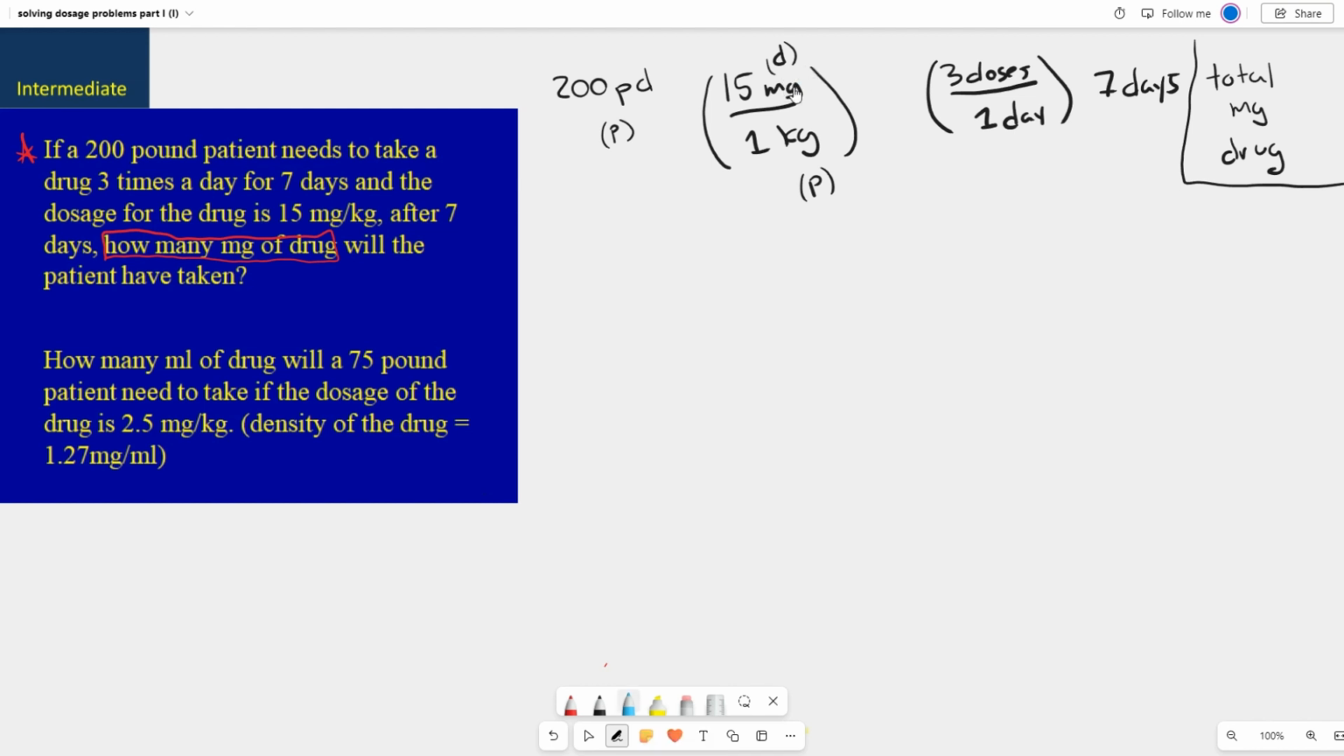So let's chart out the steps that we're going to need to take for this problem. We'll start with pounds of person, and we'll convert to kilograms of person. That'll be the first step. And then we will use the dosage to go from kilograms of person to milligrams of drug. And for that step, we're going to use the dosage.